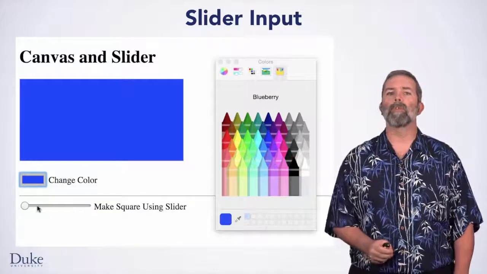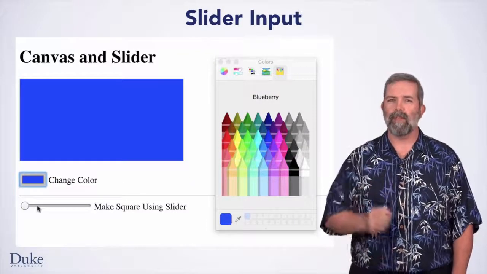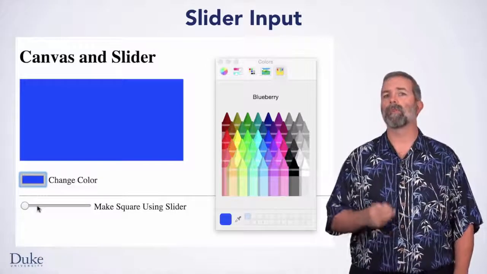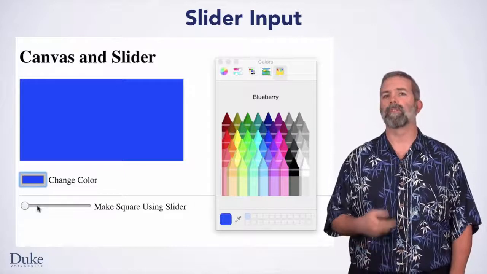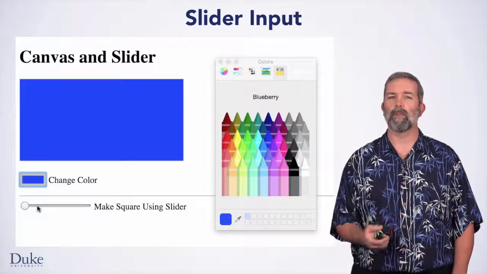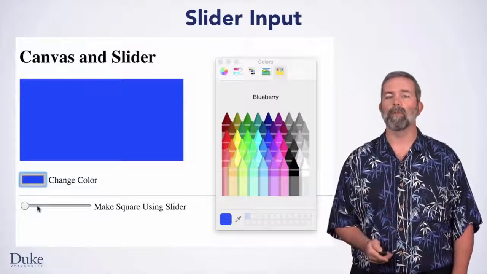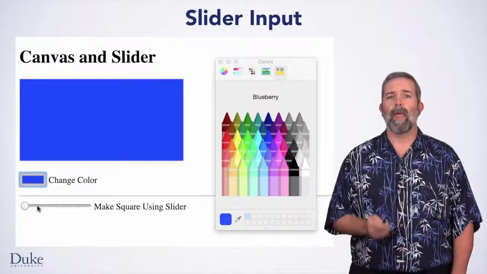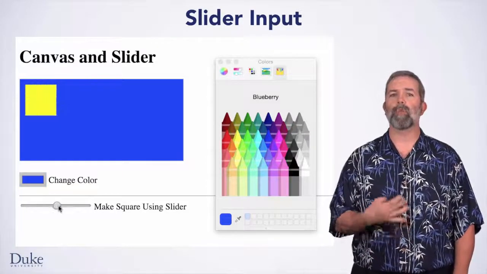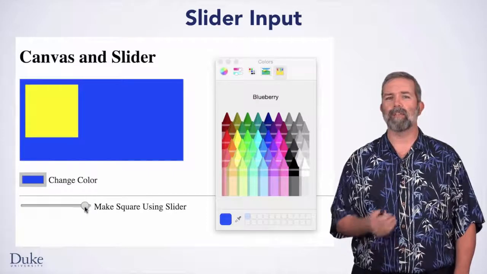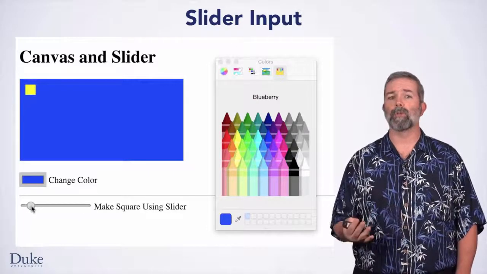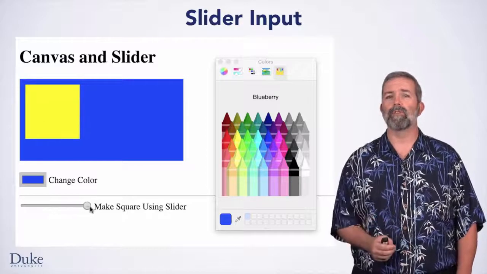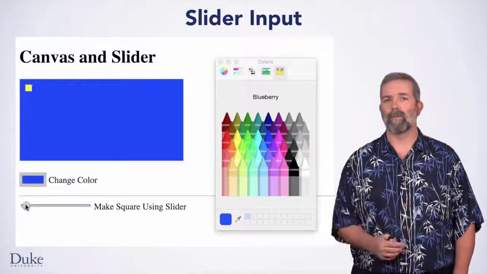Let's look at one more type of HTML input and the events it uses, the range or slider input. Here, the slider is horizontal and has a label of text indicating its purpose is to make a square using a slider. As the slider is moved, a square is drawn with side lengths determined by the value of the slider. The square can be made larger or smaller as the user drags the slider right or left.